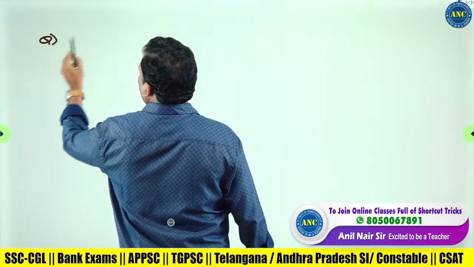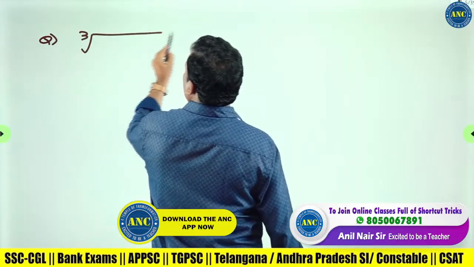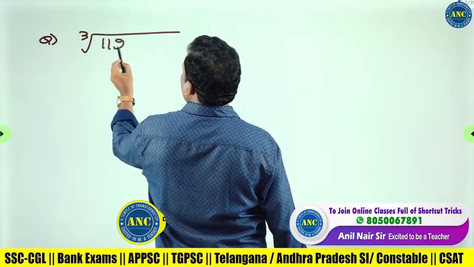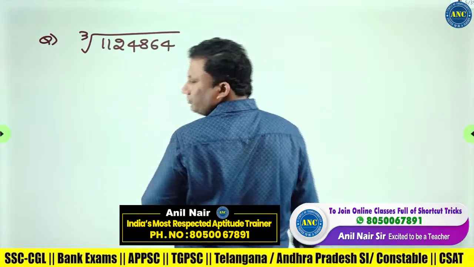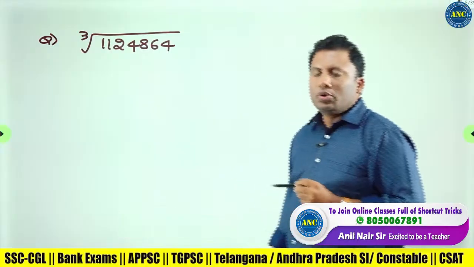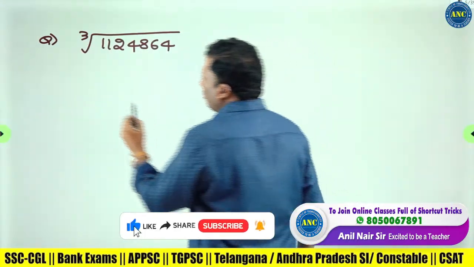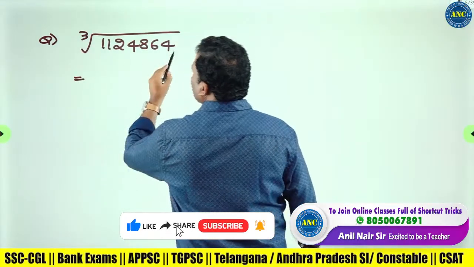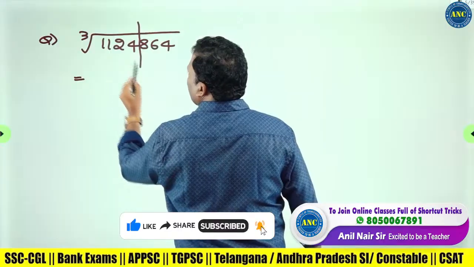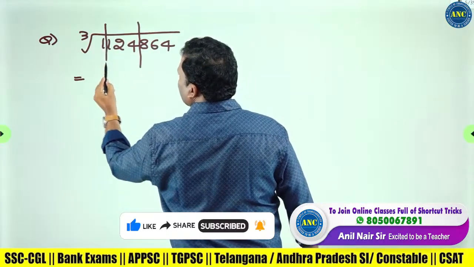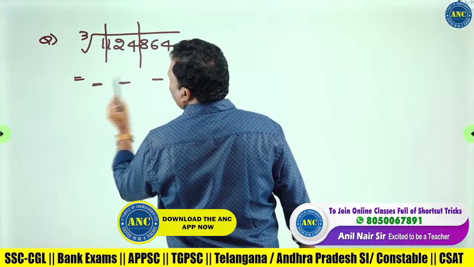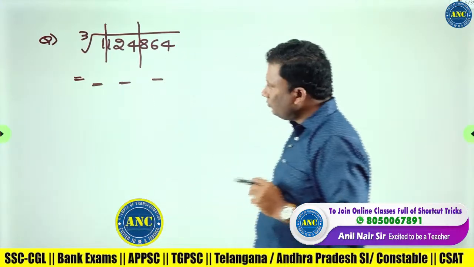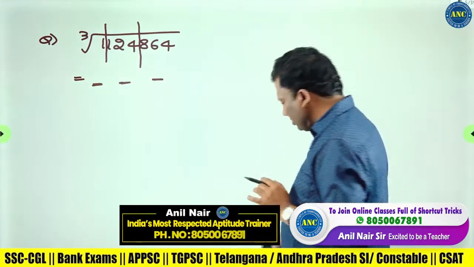Now 1 minute, I will discuss the doubt asked by Maitri. Cube root of 1124864. Yes, I will repeat it. Step number 1: start from the rightmost. Keep a slash after 3 digits. 864, 1 slash 124. 1 can be written as 001. Answer will have 3 digits.